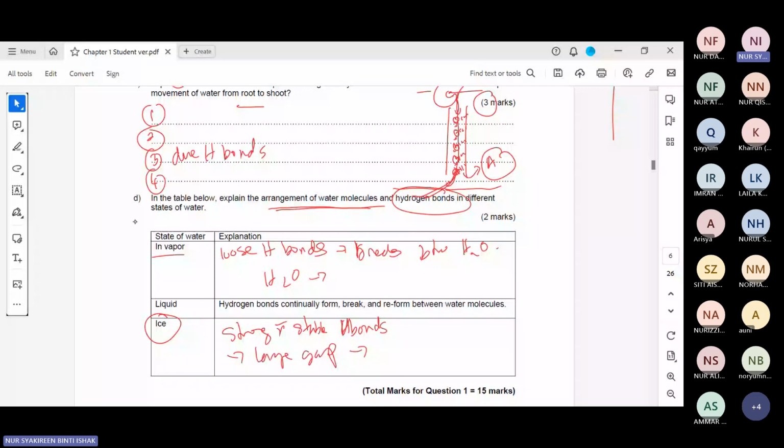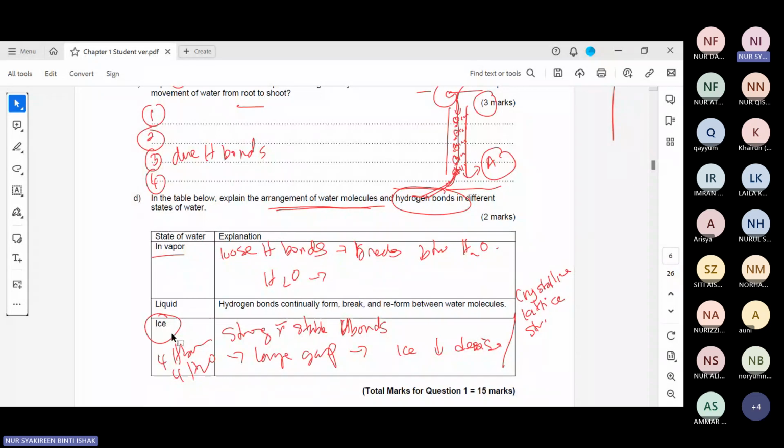Ataupun for the same point, I boleh explain juga each water molecule can form 4 hydrogen bonds with 4 other water molecules. Right? Ataupun banyak je point boleh letak kan. So ataupun boleh letak hydrogen bonds between water molecules forms crystalline lattice structure. Dan tadilah sama je, crystalline lattice structure.